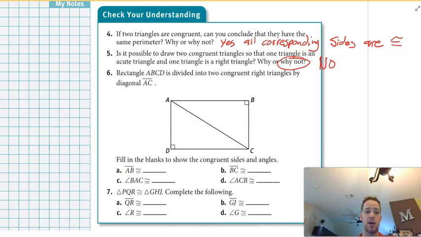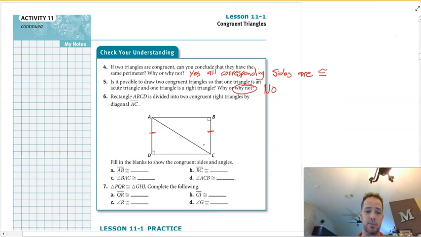Number 6, rectangle ABCD is divided into two congruent right triangles by diagonal AC. Fill in the blanks to show the congruent pieces on here. So it actually doesn't tell us on this one a congruency statement. It might help if we came up with that, but let's see how far we can go here. I think it's pretty visually easy to see which pieces are going to be congruent here. So we know the definition of a rectangle is opposite sides. As a property of a rectangle, opposite sides have to be congruent. Whoops.